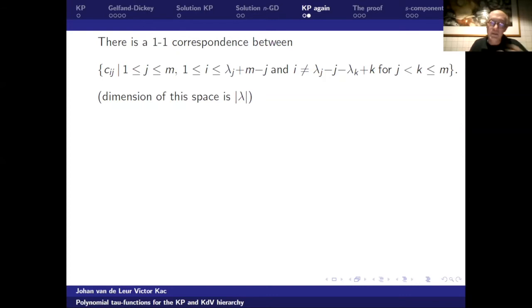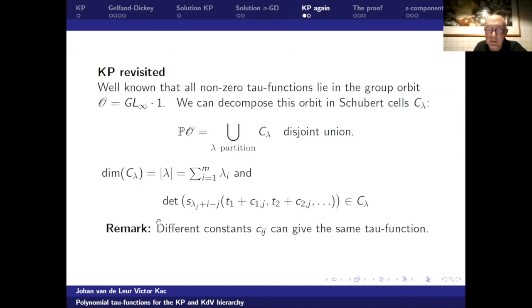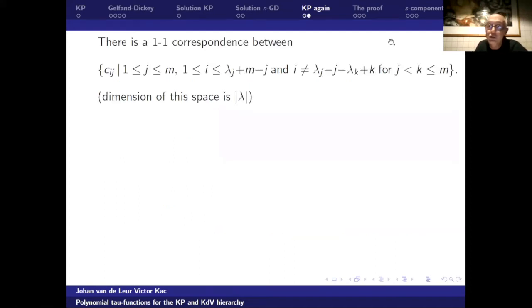In general, if you do any substitution here for these C_j's, you can have different C_ij's which still give the same tau function. But if you choose the set like this, then there is a one-to-one correspondence. If you have a different set here, you will also have a different tau function. Then the tau function will not be the same.